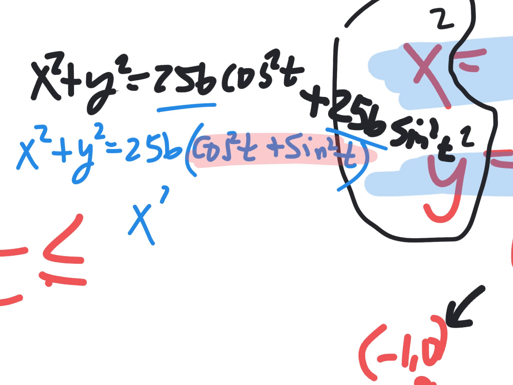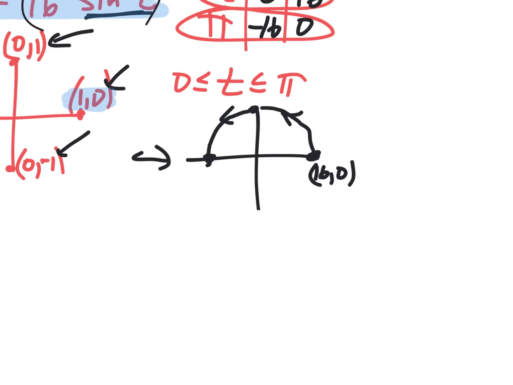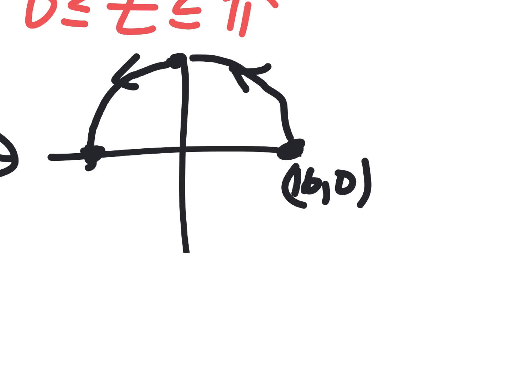So x squared plus y squared is equal to 256, which happens to be 16 squared. I'm not really saying you have to write that, but doesn't that make it look kind of nice? X squared plus y squared equals 16 squared. Isn't that the equation for a circle? Okay, but what's the problem with this? The problem with this is that we know that it's only supposed to be half of a circle.